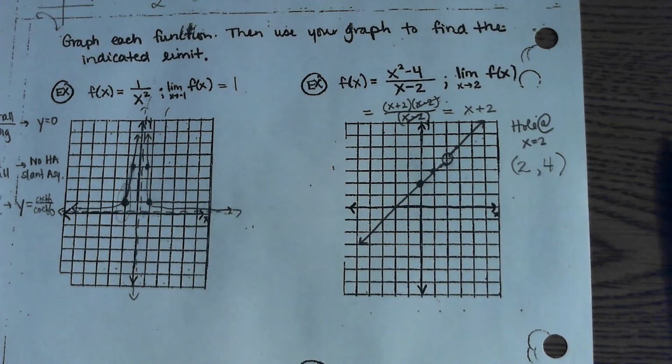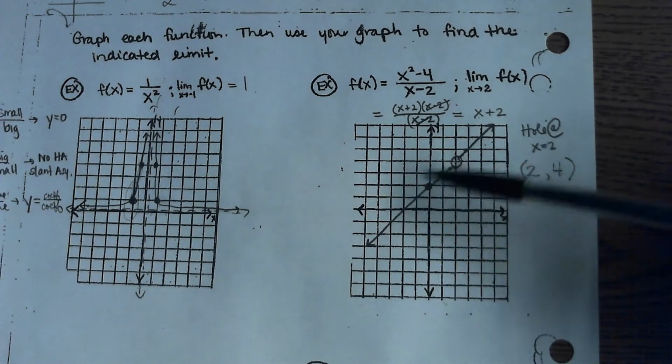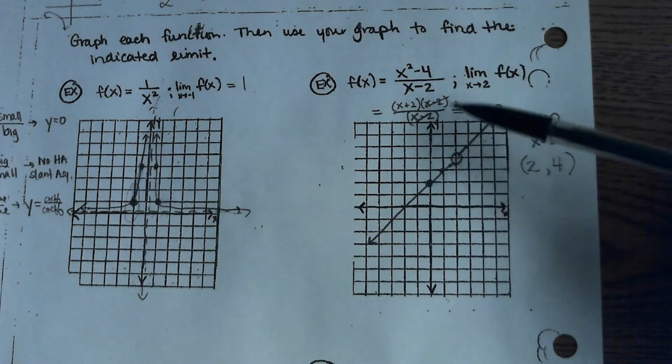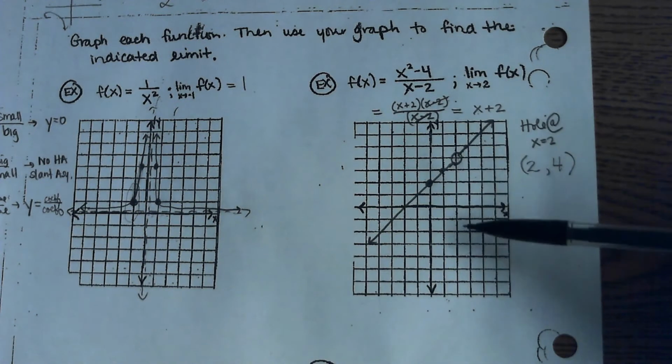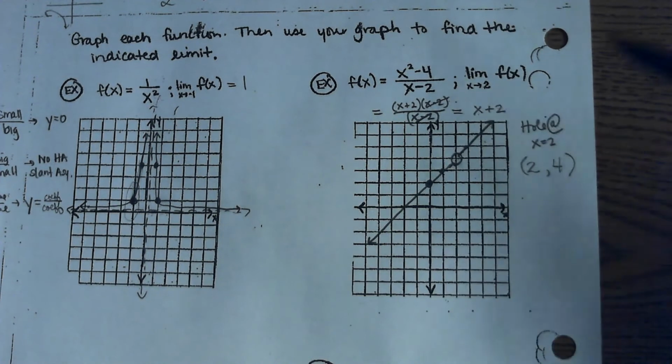And no surprise, that's where they're asking me for the limit. What is the limit as we approach 2? So it's not continuous at 2. We can see that because the function value doesn't exist at 2. But the limit can still exist.